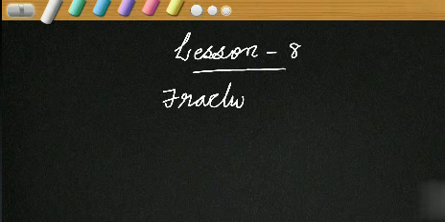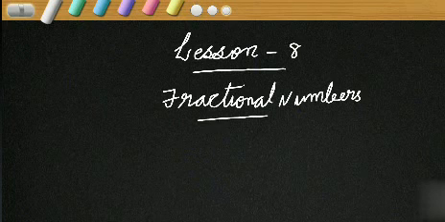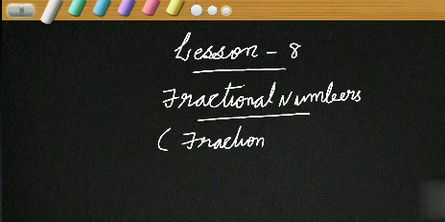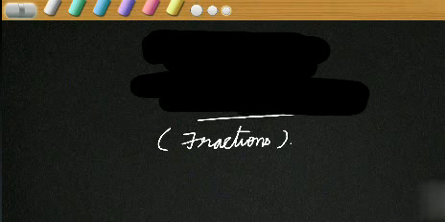Write down neatly. As I have always been saying, before you start writing, mention the date and day on the upper portion of your margin. Lesson 8, fractions. In other words, we can say fractional numbers. Within brackets, please write fractions: fractional numbers or fractions. Since this is an introduction, I would like to take only a small portion today. Start writing the notes.